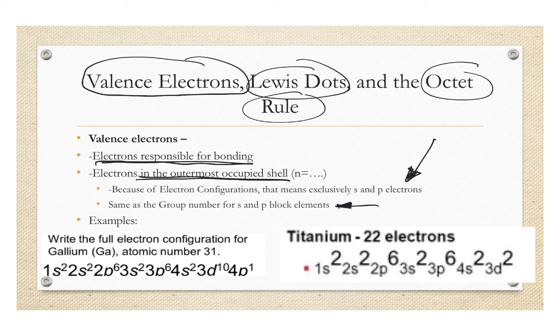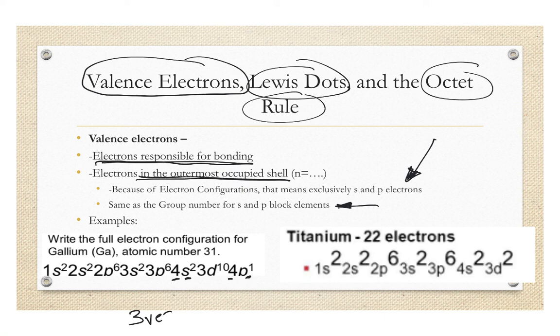Okay, so the full electron configuration for gallium is listed here. And we want to find the s and the p electrons in the outermost occupied shell. So the outermost occupied shell here is 4. The s electrons are 2. The p electrons are 1. And so this would have 3 valence electrons.